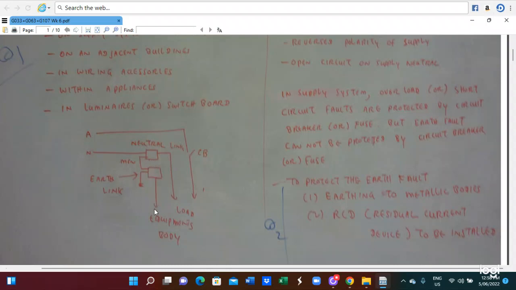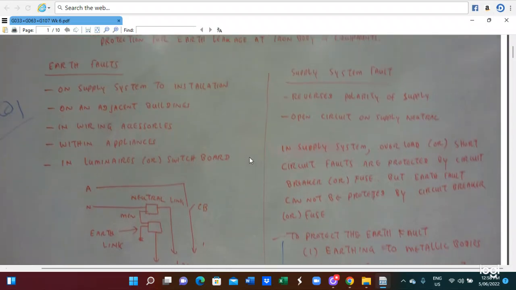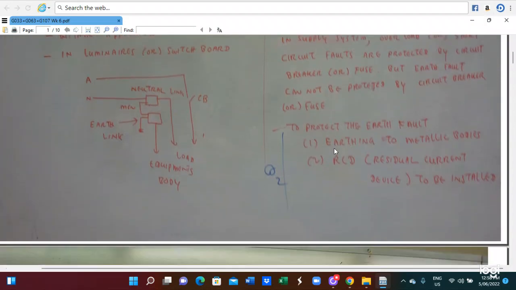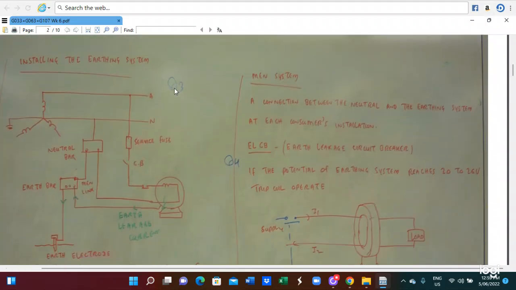So earthing is connected to the equipment body and the circuit breaker. This is the earthing and neutral link connection. Supply system faults can be reverse polarity of supply and an open circuit on the supply neutral. In the supply system, overload or short circuit faults are protected by the circuit breaker or the fuse, but these other faults cannot be protected by the circuit breaker or fuse. In this case, protection of the fault is added to the metallic bodies, or RCDs, residual current devices, are to be installed. So this is the installation of the earthing system.